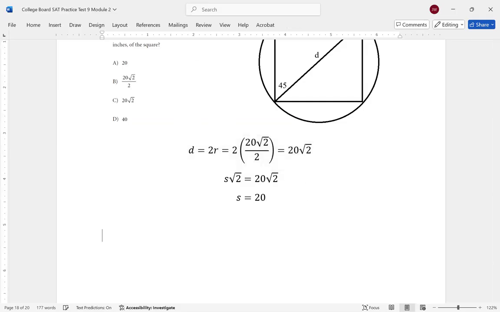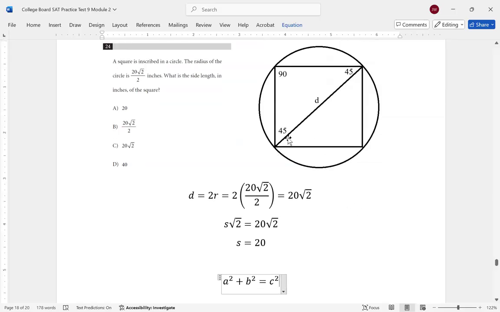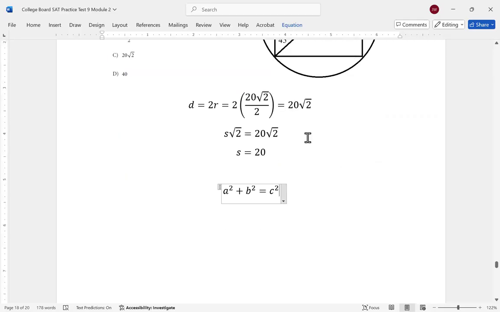On the other hand, if you'd rather use the Pythagorean theorem, it says a squared plus b squared is equal to c squared, where c is the length of the hypotenuse and a and b are the lengths of the legs. So in this case, we already know that the legs are both S and the hypotenuse is 20 times square root of 2.